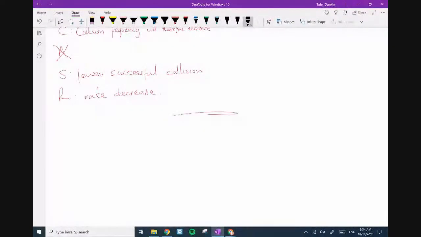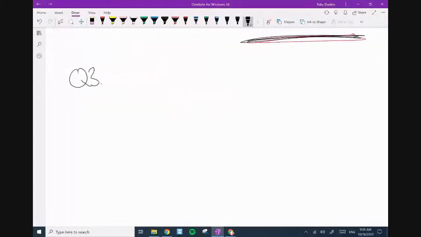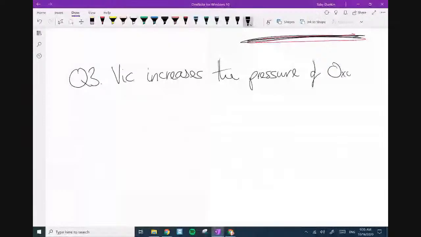Okay, question number 3. Question 3. Vic increases the pressure of oxygen gas, brackets O2, oxygen gas in her reaction. Explain rate change.